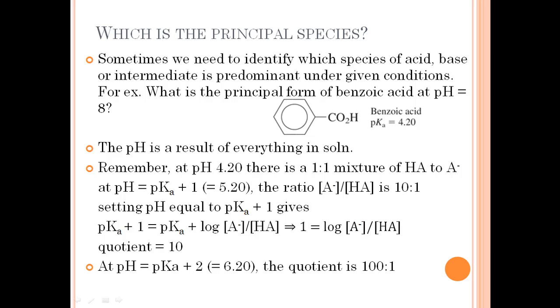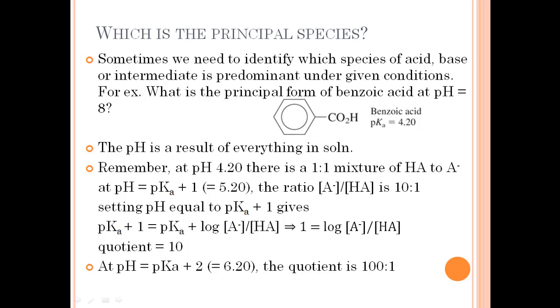All right, the last thing I want to talk about in this video and in this chapter is the principal species. Sometimes we need to identify which species of acid, base, or intermediate form is predominant under a certain condition. For example, if I told you that the pH of benzoic acid was 8, what is the principal form of benzoic acid? Is it benzoic acid or is it benzoate, which is the anion of that?